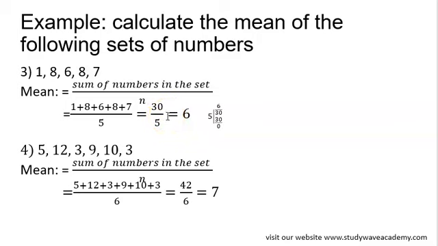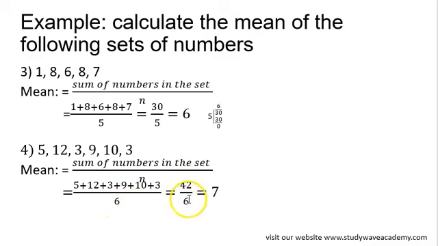Okay? Do we understand? Now, our next example here is 5, 5, 12, 3, 9, 10, 3. This is the set we have, and before we solve it, we are going to write out our main formula. After that, we impute our numbers into our main formula. Then we add our numerators together, divided by 6. So we have 42 over 6.